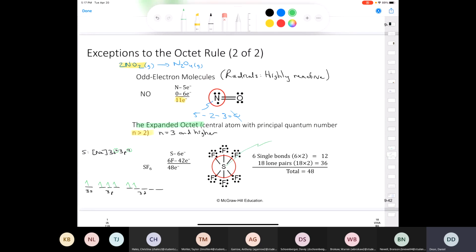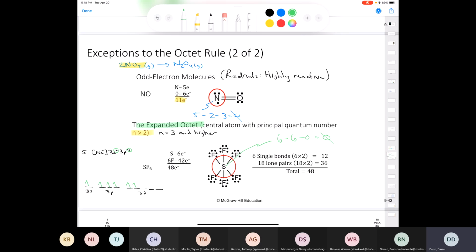Don't believe me? Well, look at the sulfur. Sulfur is in group 6A. It's got 6 valence electrons. Subtract 6 sticks and 0 dots gives me a formal charge of 0. So that is a perfectly legitimate Lewis structure for sulfur hexafluoride, where it has the 6 bonds.